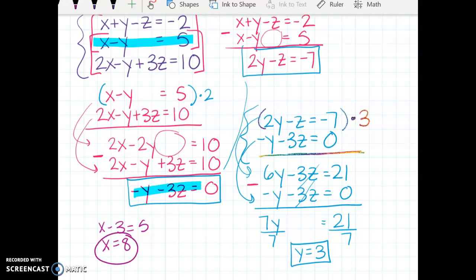I can also go to either one of these equations we found. I'm going to pick the one without the negative y, just because, I guess. So 2y minus z is negative 7. So then 2 times 3 minus z is negative 7. 6 minus z is negative 7.